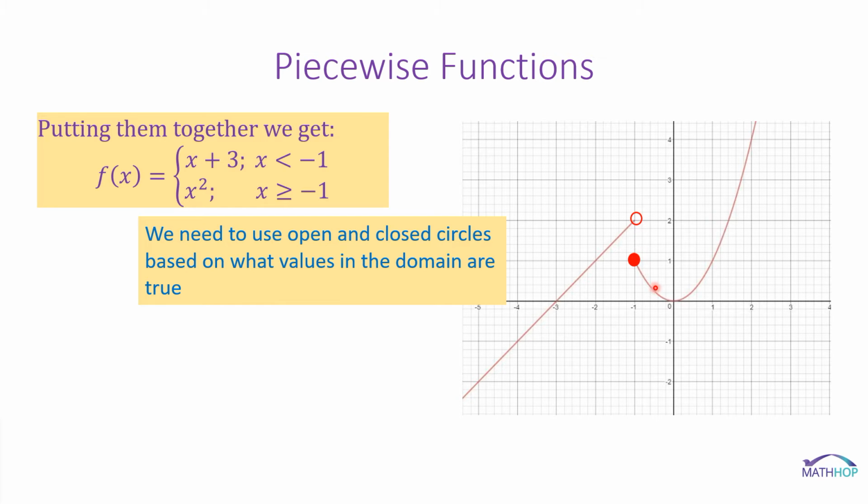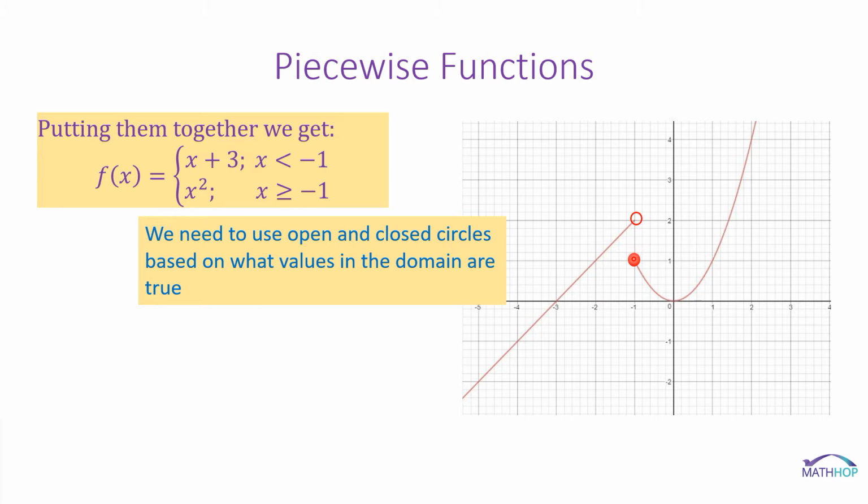So because we have this x squared here, we have this little parabola, and that is defined for x greater than or equal to -1, we put a closed circle here indicating this is the value you want to look at for -1. All right, we're going to talk about the fact that there's a little jump here too.